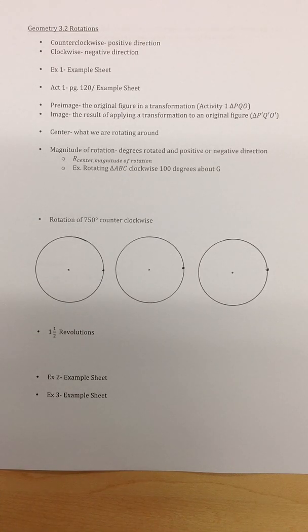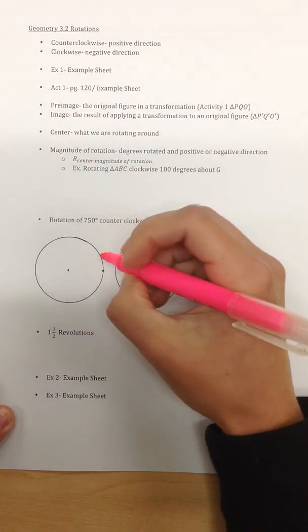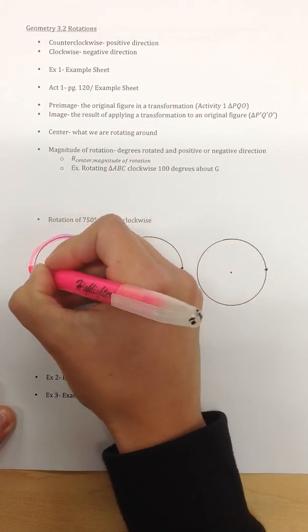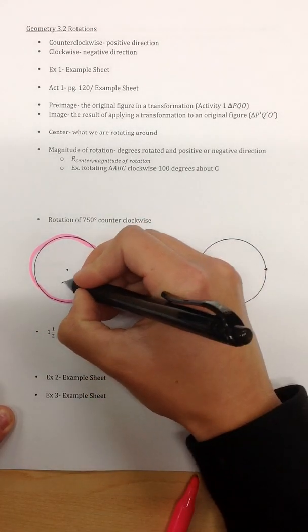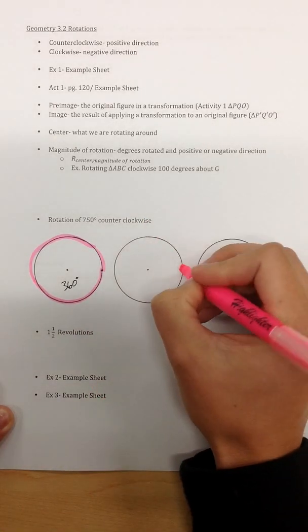Okay, and obviously 750 is bigger than 360, which is one full time around a circle. So we're actually going to have to go multiple times around the circle to get to a full 750 degrees. Say we're starting right here, rotating around the center point of the circle. If I rotate 360 degrees counterclockwise, oops, that's a horrible circle, going around like that, one full turn would be 360 degrees, so I'm not quite at 750.